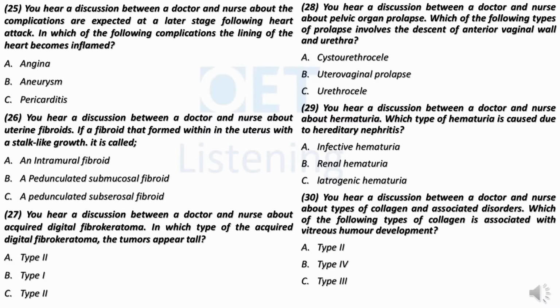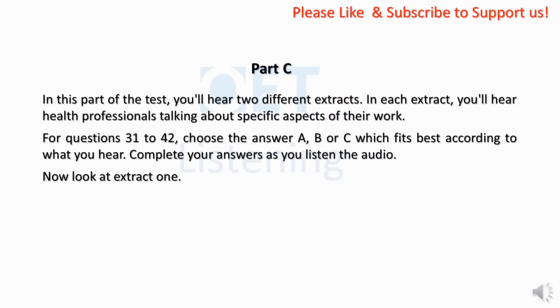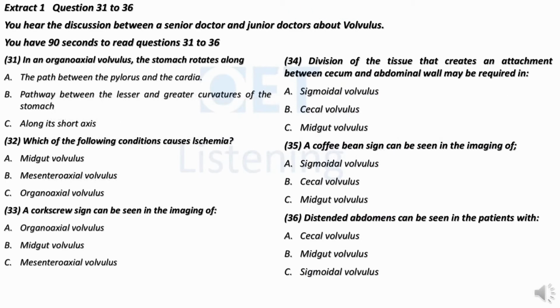That is the end of Part B. Now look at Part C. Part C. In this part of the test, you'll hear two different extracts. In each extract, you'll hear health professionals talking about specific aspects of their work. For questions 31 to 42, choose the answer A, B, or C, which fits best according to what you hear. Complete the answers as you listen to the audio. Now look at Extract 1. Extract 1, questions 31 to 36. You hear the discussion between a senior doctor and junior doctors about volvulus. You have 90 seconds to read questions 31 to 36.